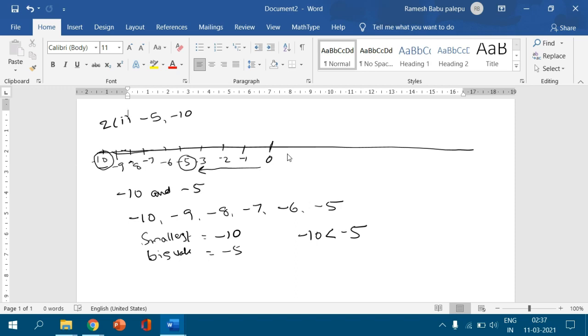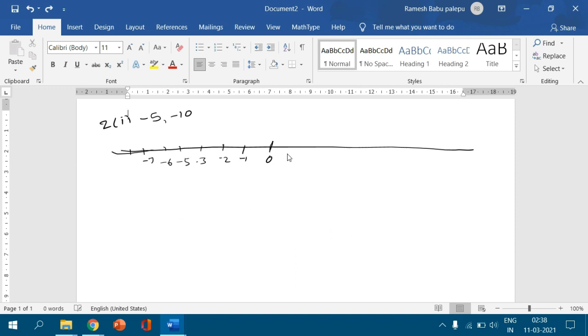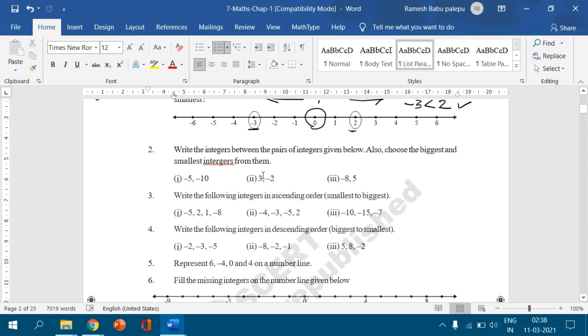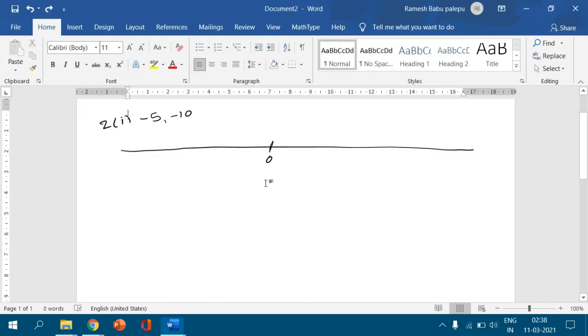Right, I will clear this one. I will go to the next question, that is the second part of the second question, right? What they are giving is 3 and -2. The right part is the positive numbers. This is 1, this is 2, and this is 3. We know that these are the positive numbers, and the left side part is the negative numbers, right? The question is 3 and -2. This is -1, this is -2.